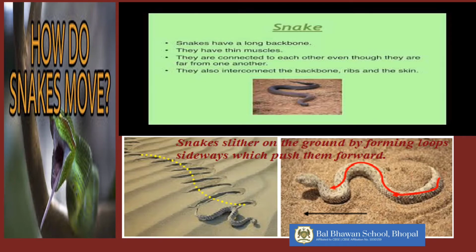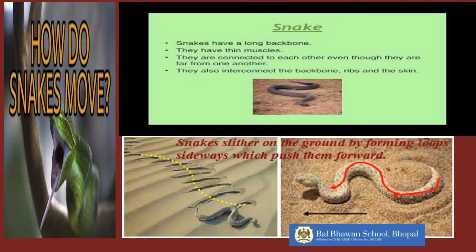Now when we talk about snakes, they have a long backbone and a large number of thin muscles, and the muscles are connected to each other. The backbone, ribs and skin are also connected to the muscles. And here the movement takes place by means of crawling or slithering.